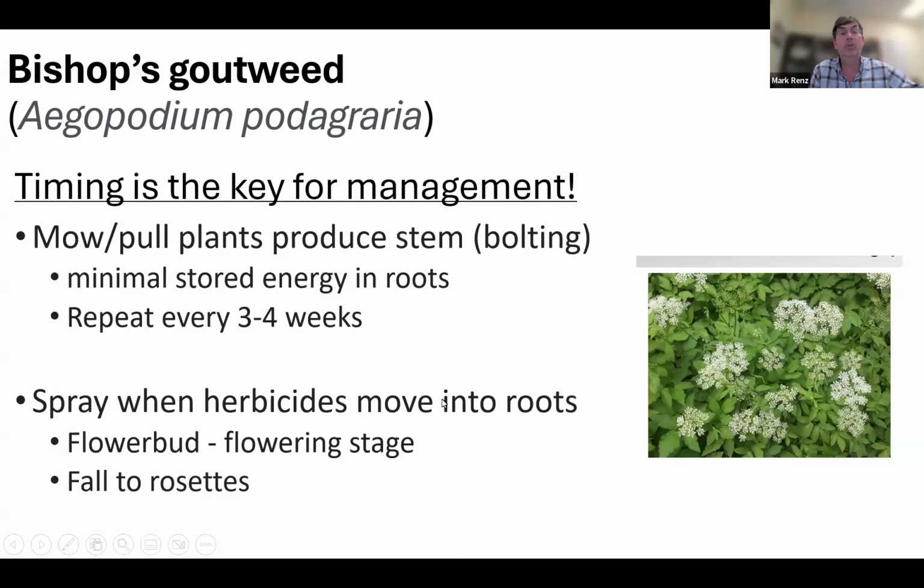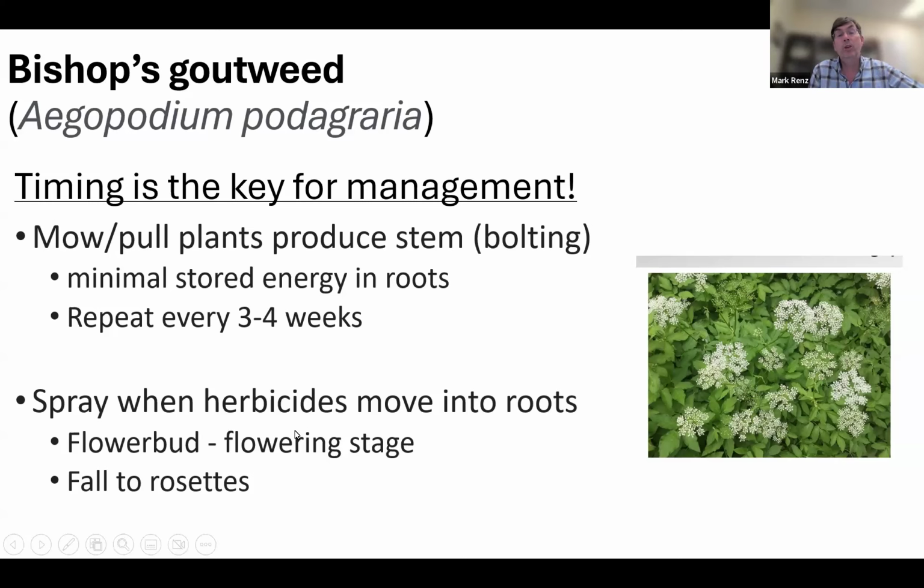Like anything else, if we're going to do some type of removal, we want to try and do it when it's producing a stem, but before it flowers, so minimal stored energy below, maximizing the damage, and we need to keep on repeating this. And this is probably where, if you can get productive grasses growing in full sun, you can, with taking care of the grasses and managing them well and repeated mowings, effectively eradicate it. We've heard stories of individuals doing that. Otherwise, we're relegated to spraying herbicides, systemic herbicides that move into there.